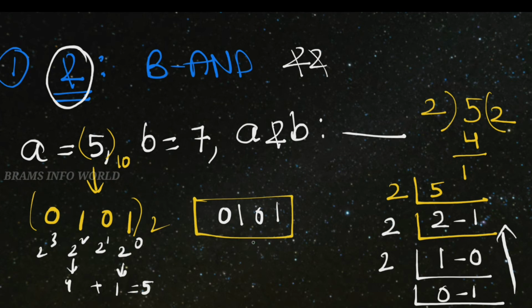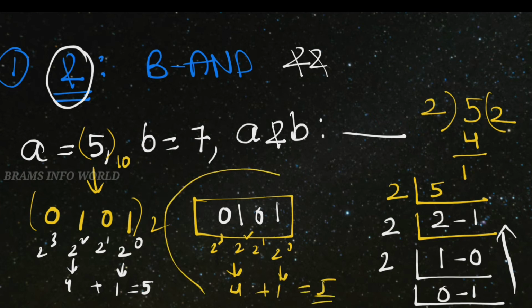So this is the value of 5. You can cross verify like this: 2 power 0, 2 power 1, 2 square and 2 cube. 2 square means 4 and 2 power 0 means 1. 4 plus 1 is 5. So this is the value of 5, right? This is the way we can convert the 5 value. Similarly we can do the 7 value.